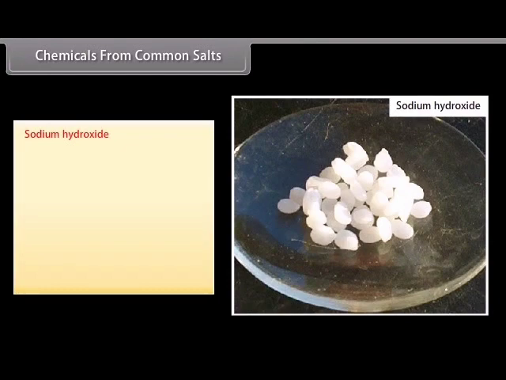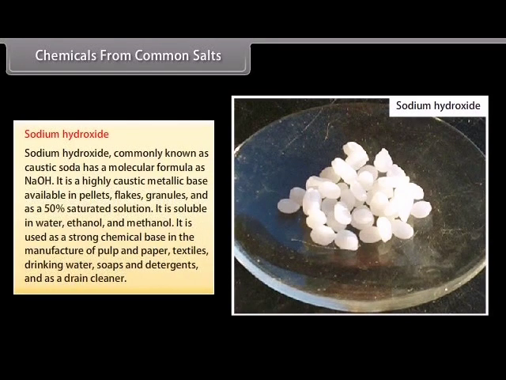Sodium hydroxide. Sodium hydroxide, commonly known as caustic soda, has a molecular formula of NaOH. It is a highly caustic metallic base available in pellets, flakes, granules, and as a 50% saturated solution. It is soluble in water, ethanol, and methanol. It is used as a strong chemical base in the manufacture of pulp and paper, textiles, drinking water, soaps, and detergents, and as a drain cleaner.